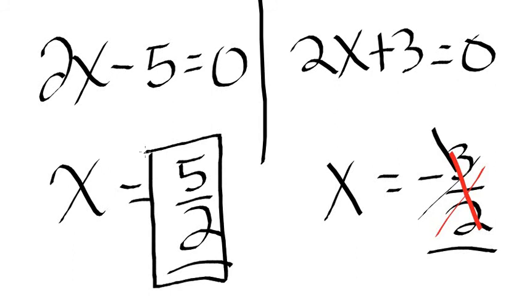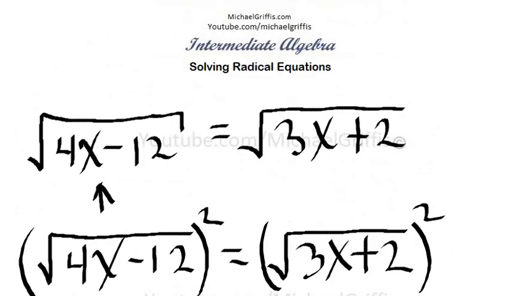So here's your solution, 5 halves. That's what I'm saying. You got to check. If you don't check, you're going to be in trouble. Big time. Okay, I think we're going to end it here. And I'll see you in the next problem.